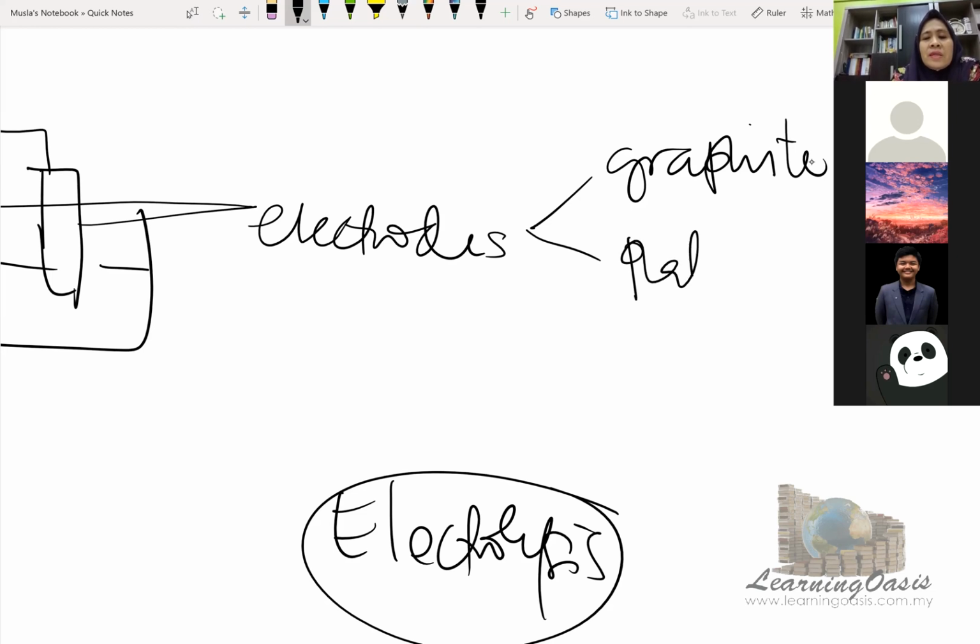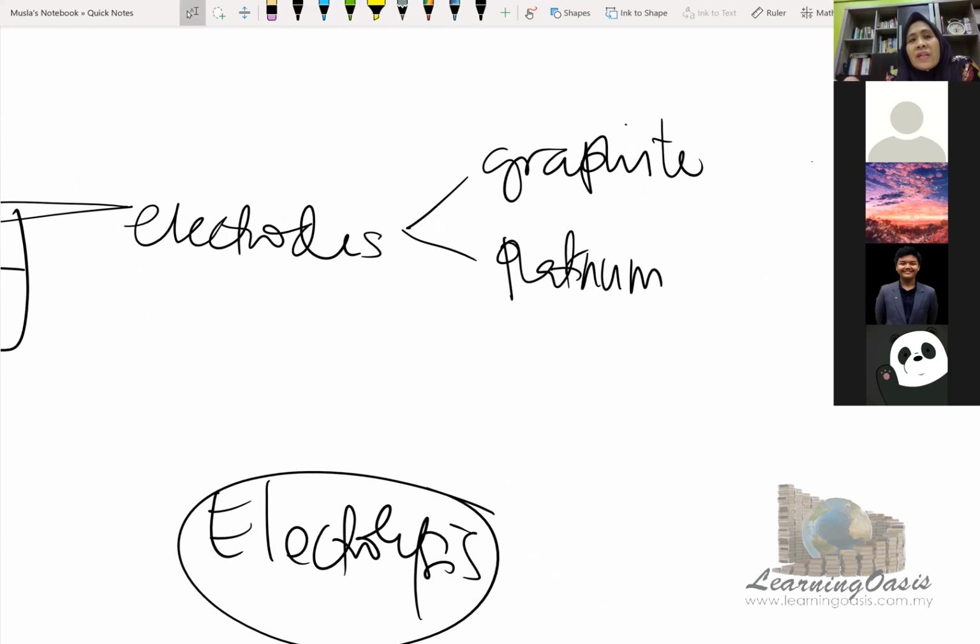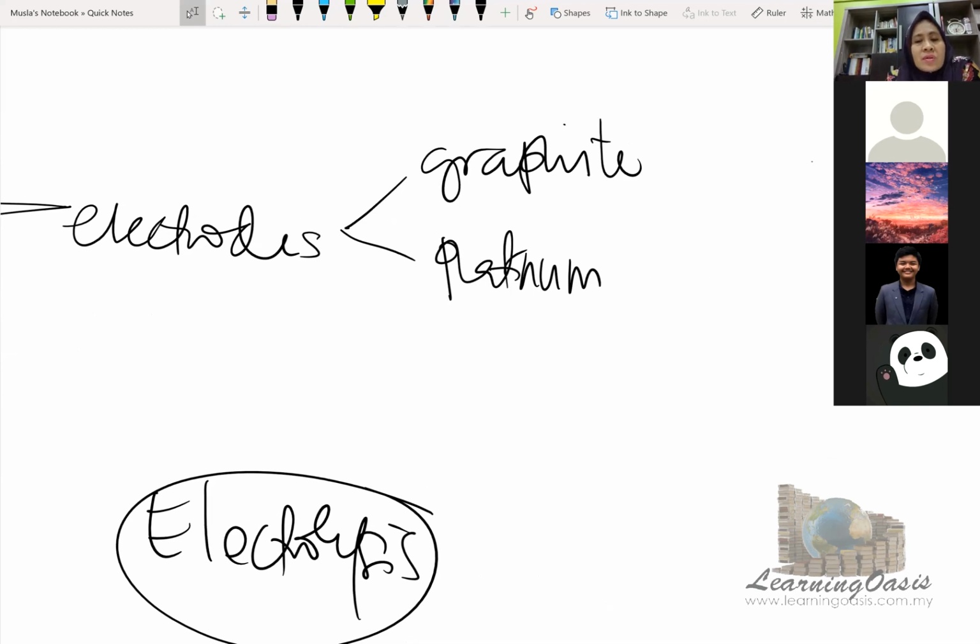Graphite, platinum. Okay, now explain why graphite can be used as electrodes. Balkis, why can graphite be used as electrodes? It can conduct electricity. Yeah, but what makes it able to conduct electricity?